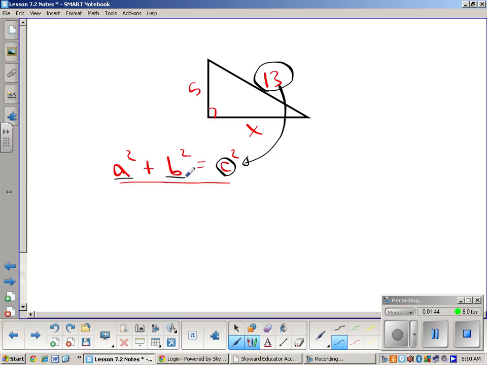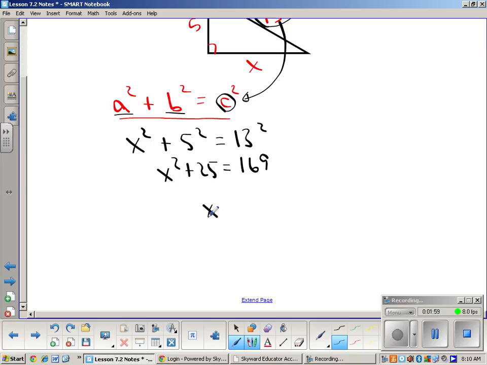And so I'm going to say x squared plus 5 squared equals 13 squared. So x squared plus 25 is equal to 169. If I subtract 25 from both sides, what do I get? 144. Now what do I do? Square root both sides. Don't divide. Square root both sides. And we get 12. Okay?